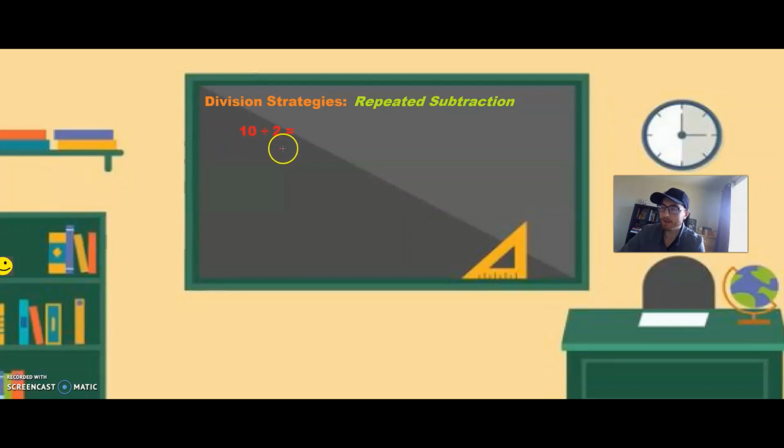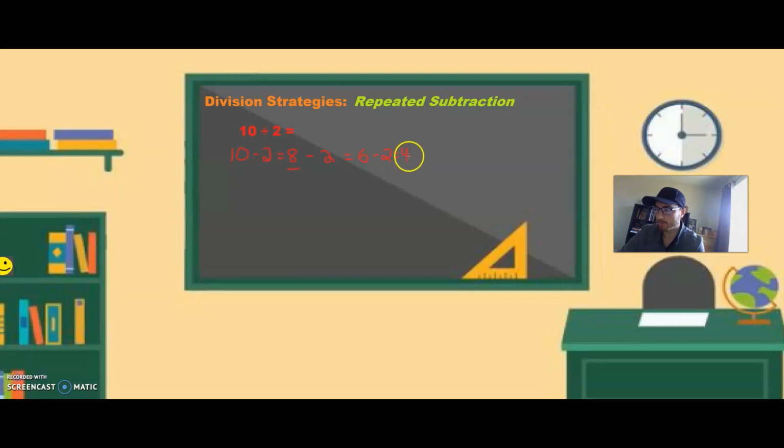With repeated subtraction, we start at our number, so 10, and we subtract what we're dividing by. We're going to see how many attempts it takes us to get to 0, or as close as we can to it. And that's going to tell us how many groups it's been broken up into. So 10 subtract 2 is going to give us 6. Can we take away 2 more from 6? Sure we can. 6 subtract 2 is going to give us 4.